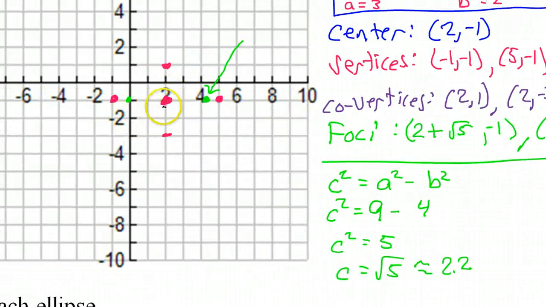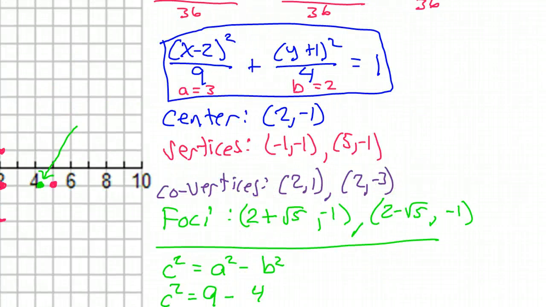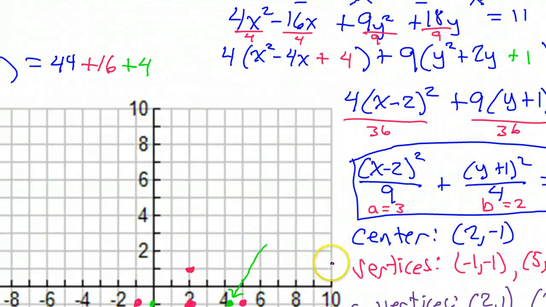And it makes sense because here we are at 2. If I want to go to the left, I need to subtract. So 2 minus radical 5. Okay, and that is it for problem number 3.